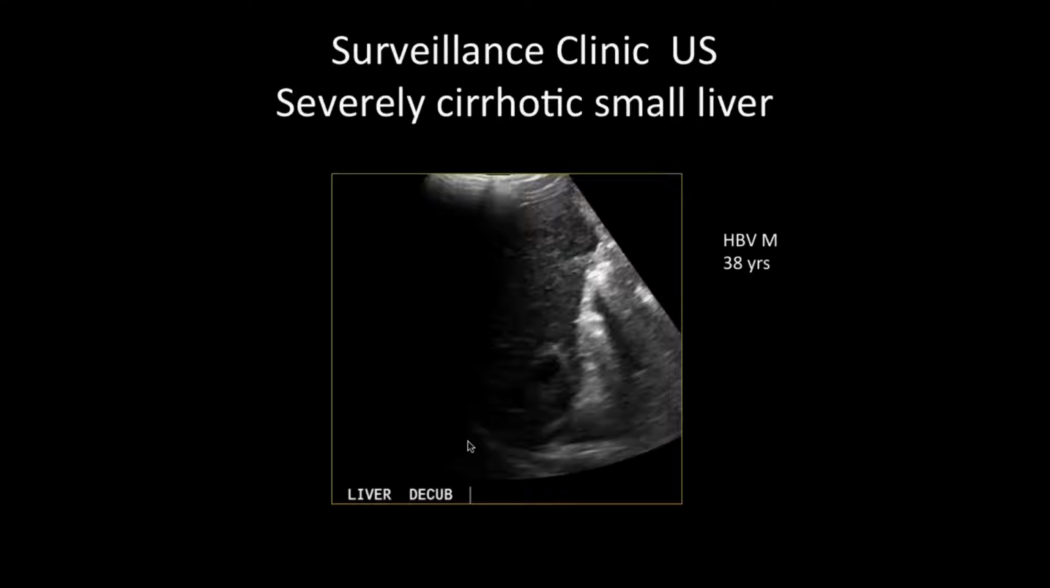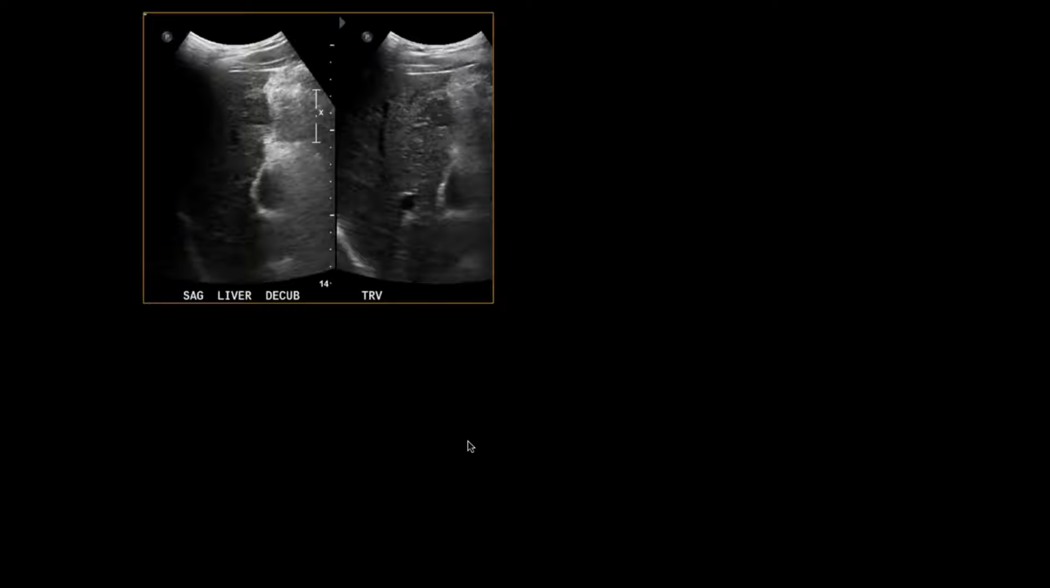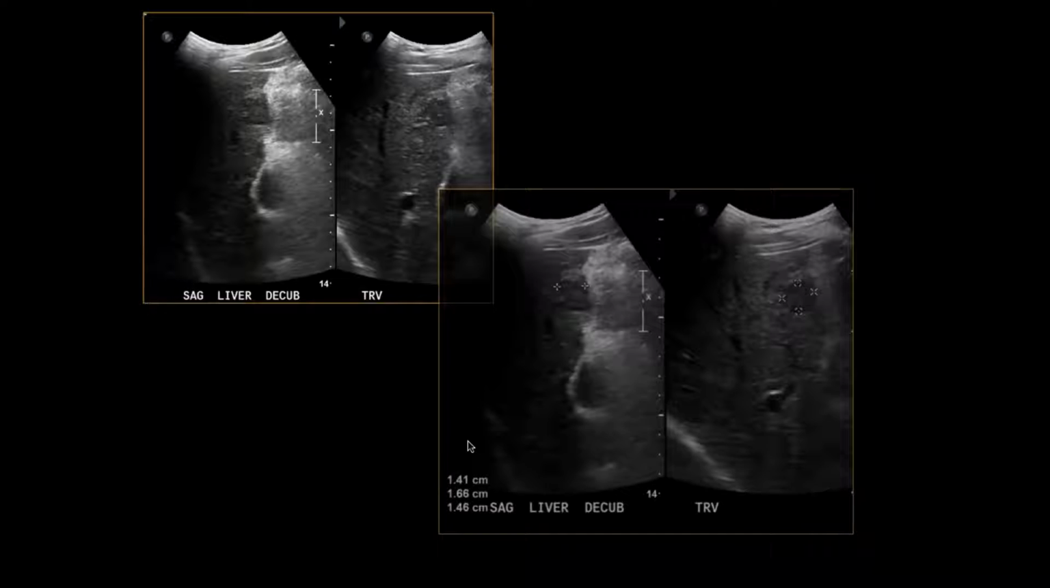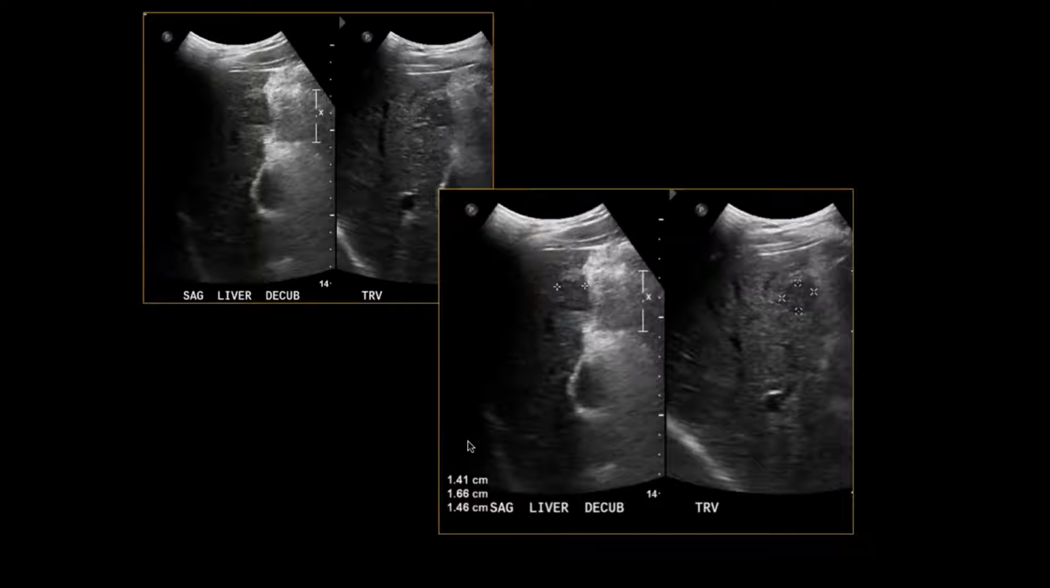So let's look at an interesting case that we saw recently at the Foothills Hospital. This was a patient who came following a surveillance clinic ultrasound of a severely cirrhotic small liver in a patient with HBV. When we look carefully through the image file that's provided to us, we can see that there's definitely a hypoechoic nodule in a small cirrhotic liver, and it measures about 1.5 centimeters in diameter and is nicely marked on the bottom image.